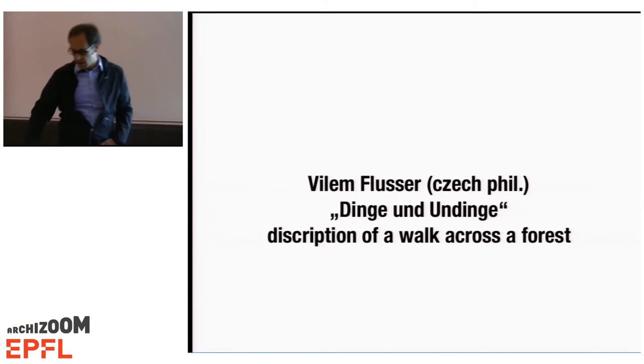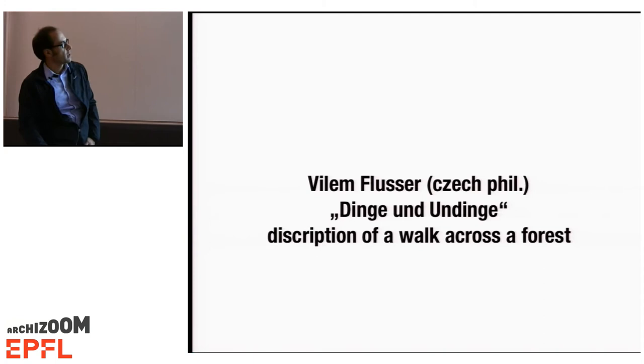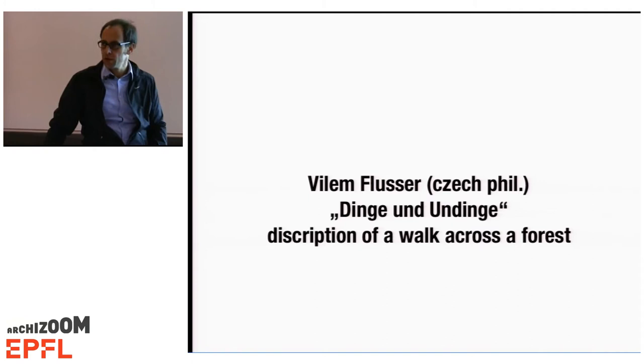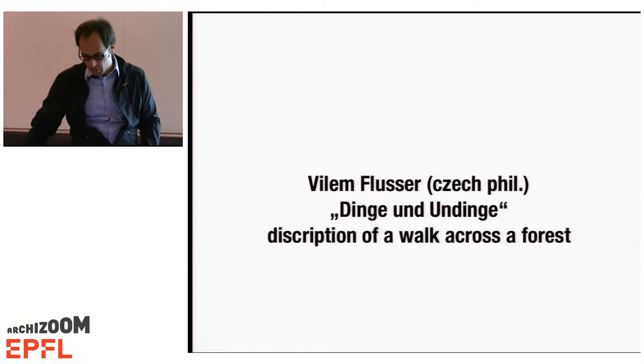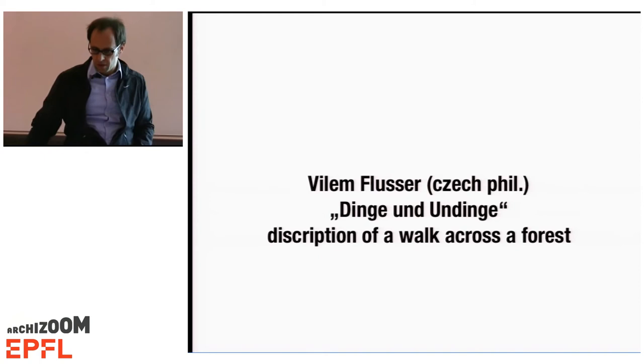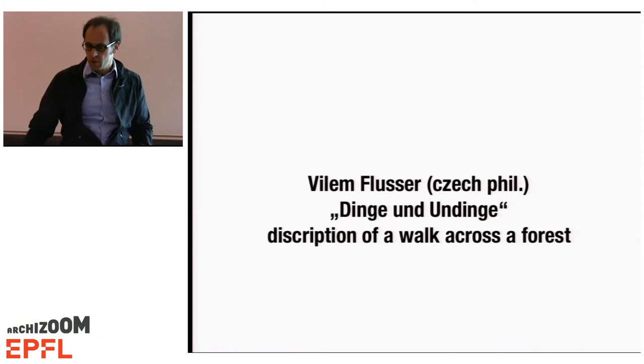it was one book during our study times and later when I teached in Weimar. It was the writings by Vilém Flusser. So if you find some books from them, they are a lot of in German. I don't know if they are in English so much. And he made great theories of design theory. And in one of the books, it's called Dinge und Undinge, I think things and non-entities. He makes a description of a wall across a forest.